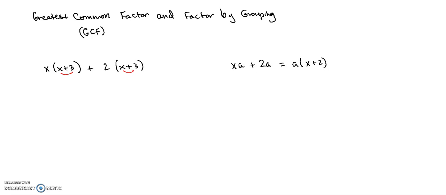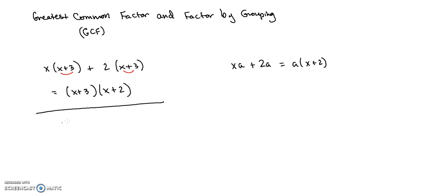Well, if you look at these groups, it's the same thing. x times something, 2 times something. If it matches, we can factor that something out to the front. So I've got an x plus 3 here, I've got an x plus 3 here. I can factor that out, and what I'm left with is x plus 2. So really this is just a common factor. It looks a little different, but it's just a common factor.